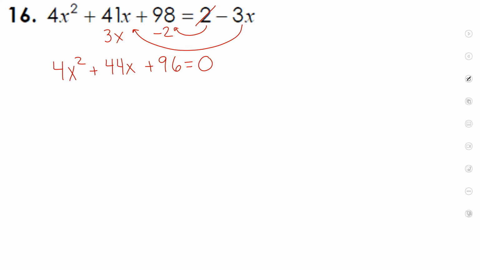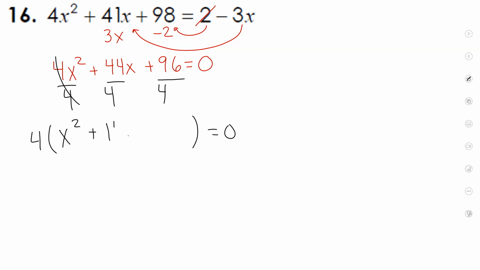Now we want to look at our greatest common factor. What can these all be divided by? Yes, 4. So I'm going to divide all of these by 4. So 4 will be on the outside, and let's see what's left over. 4 divided by 4, that's gone. I'm left with x squared. This will be 11x, and this will be 24.